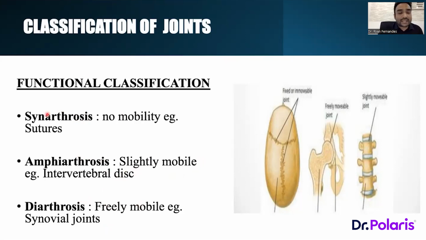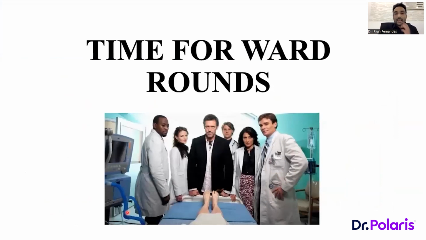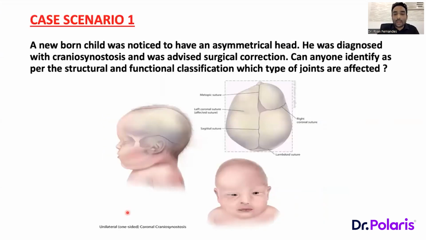So again, functional classification is divided into synarthrosis, amphiarthrosis, diarthrosis. Synarthrosis, where there is no mobility. Amphiarthrosis, where there is slight mobile joints like the intervertebral disc, and diarthrosis, freely mobile synovial joints. So with that, we come to the end of the topic on joints, and we will also move on to the questions. Some of the questions were discussed in the last class, but the audience is different, so we'll still go through the questions.